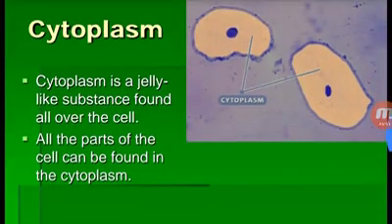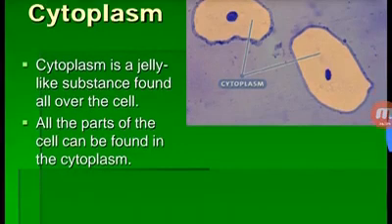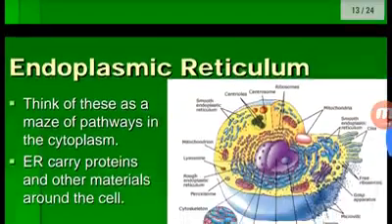Next one, cytoplasm. Cytoplasm is a gel-like structure inside the cell, and it is where all the organelles are found. You can usually find this after the membrane until the outer layer of the nucleus. It's a gel-like structure, and all parts of the cell can be found in it.